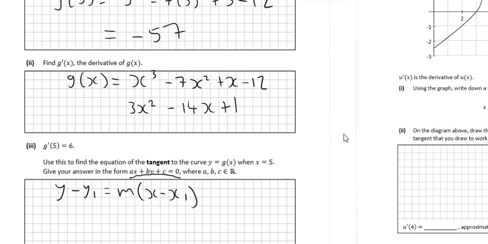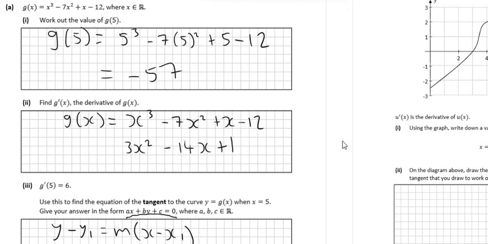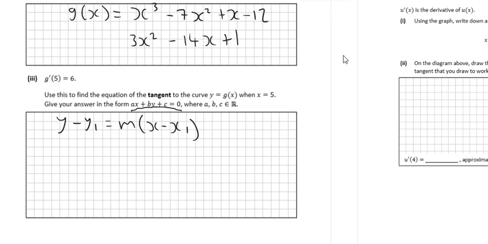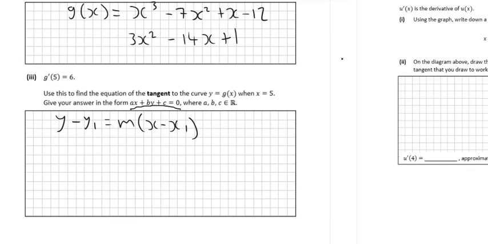That's in your log tables. It's the equation of a line. Now you know from the very first part that g of 5 is minus 57. Okay, g of 5 is minus 57. Therefore, we know that the point 5, minus 57 is on that tangent.